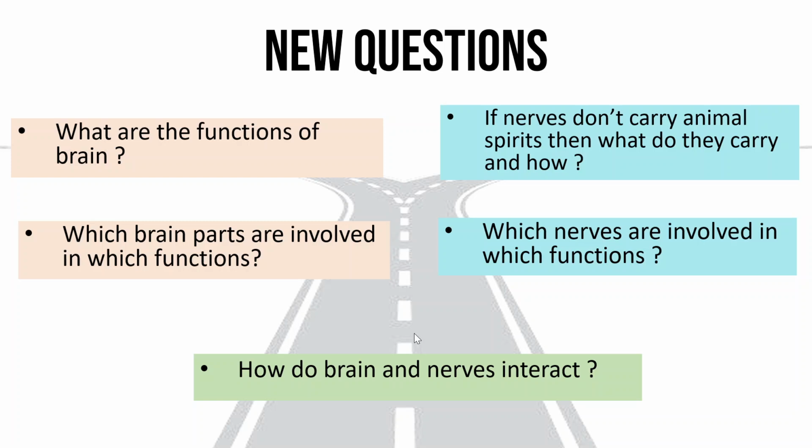Okay, we also know that there are wire-like structures in the body called nerves that connect the brain to all the other organs. Okay, so if these nerves don't carry animal spirits, what do they carry and how do they carry it? And which nerves are involved in which type of function? Okay, and how do the brain and nerves interact? These questions will lead us to new pathways of research and other researchers that we are going to cover in this and the upcoming videos.